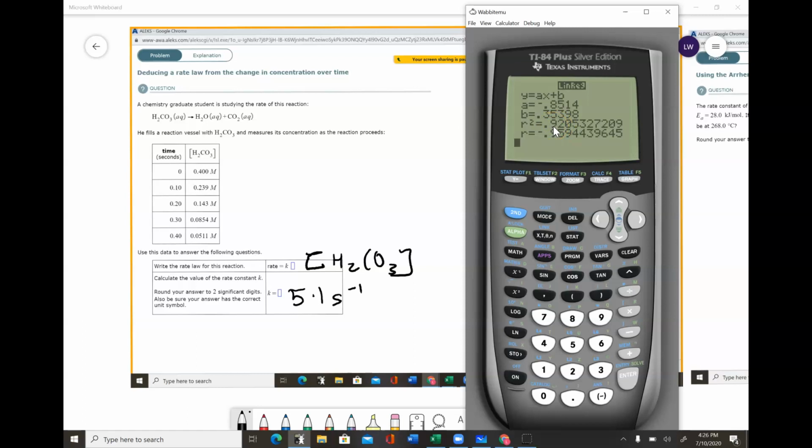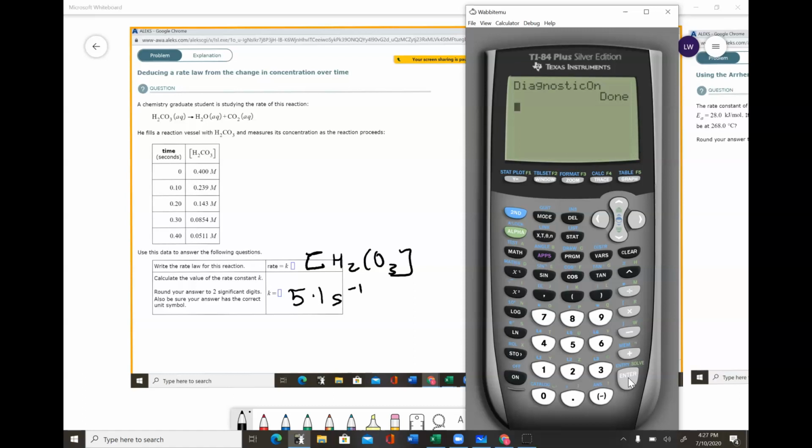Now I want to give you a little bit of a warning. Before you can use the linear regression and actually get the r squared, you do have to set one thing up. You go second function and then go into the catalog and hit D. Scroll down a little bit until you get to diagnostic on, then hit enter twice to turn the diagnostic on, and then the linear regression will behave like it did for me.